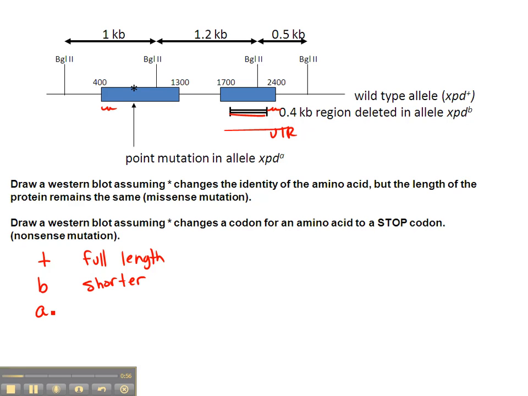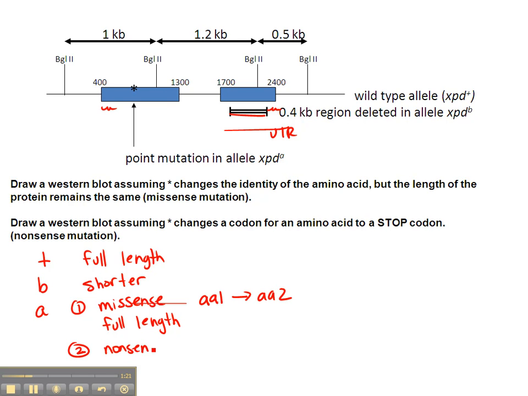With the A allele, there's two possibilities. First, it could be a missense mutation. If it's a missense mutation, it's just changing one amino acid to a different amino acid. And changing the amino acid does not affect the length of the protein, so this would also result in a full-length protein. The second possibility is that it's a nonsense mutation.